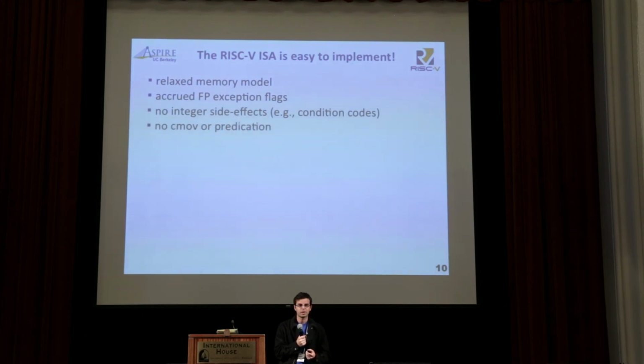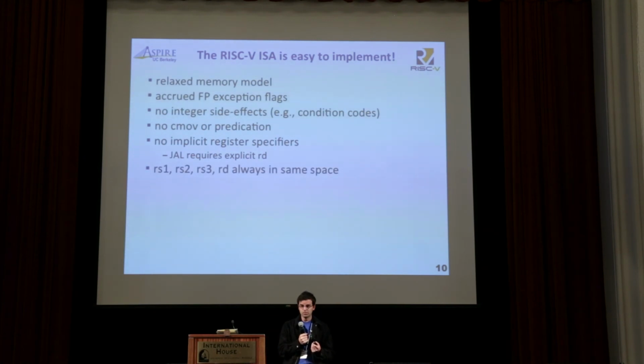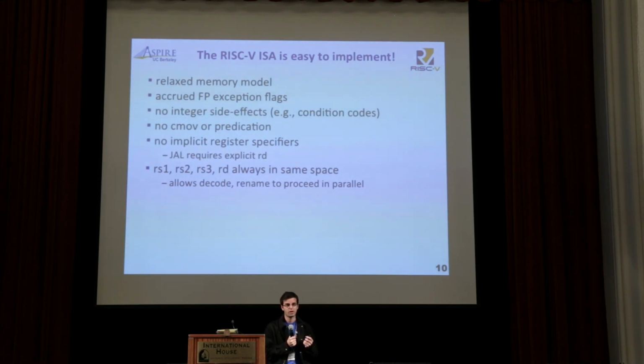There's no conditional move predication. There's also no implicit register specifier, so even something like a jump, you have to specify that you actually want it to go to the return address. And also, the registers are always in the same place. Those last two points mean that you can do decode and rename in parallel. You can actually just look at the instruction bits and throw that to the rename tables. You don't actually know what instruction it is. It doesn't matter. You can still get that in flight. So that allows us to have very short pipelines.